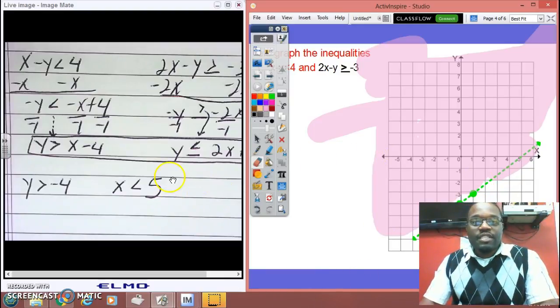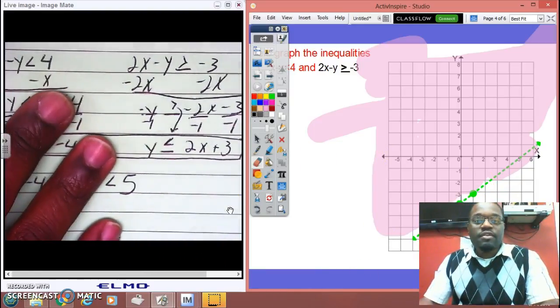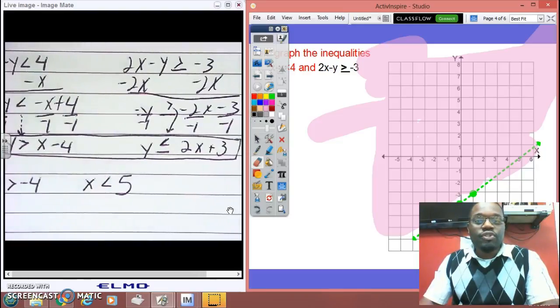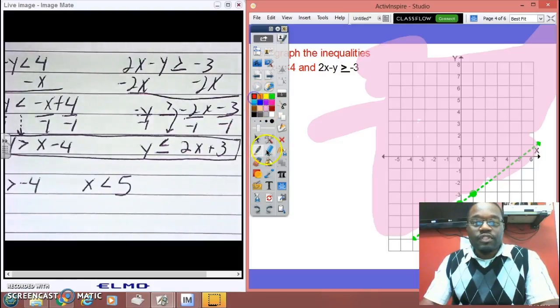Alright, so the next one is this equation right here. Y is less than or equal to 2x plus 3. So let me go back here, and I'm going to use a different color. And plus 3 is right here. And my slope is 2, so that's up 2, and to the right 1. And so I put my point there.